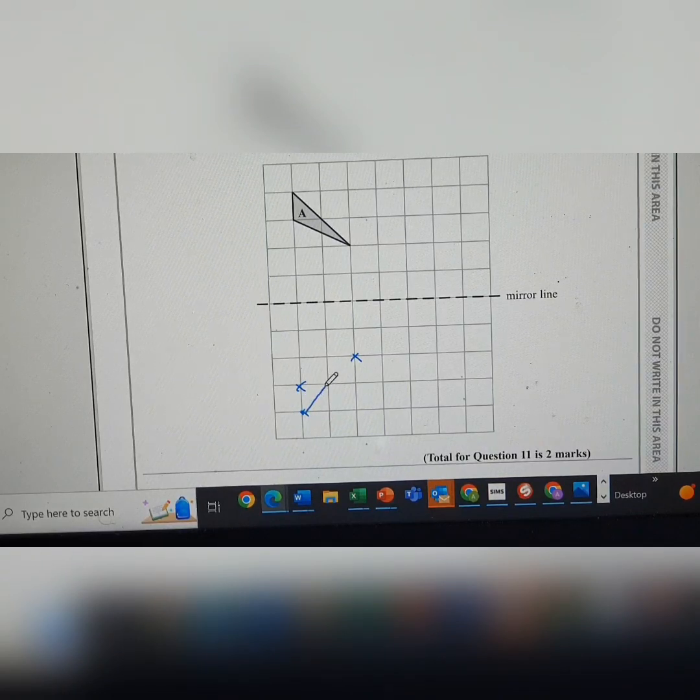And then with a ruler, I realize I'm not using a ruler because I can't on this thing, but with a ruler, you should then join your shape. And then, yep, that's it.